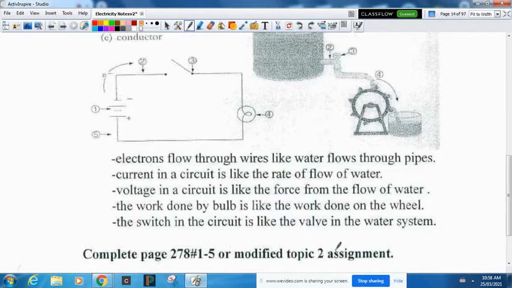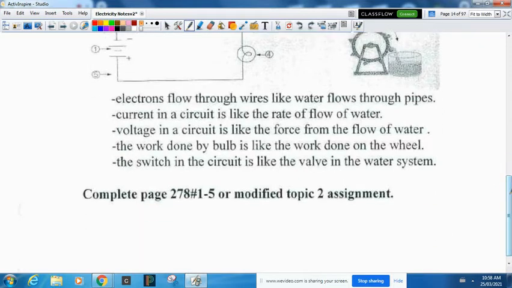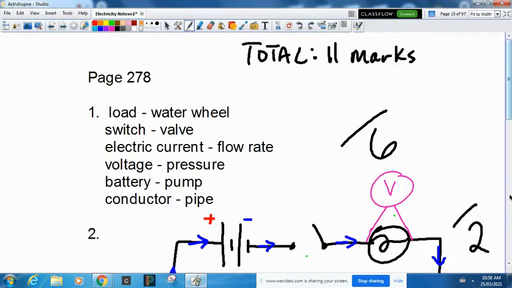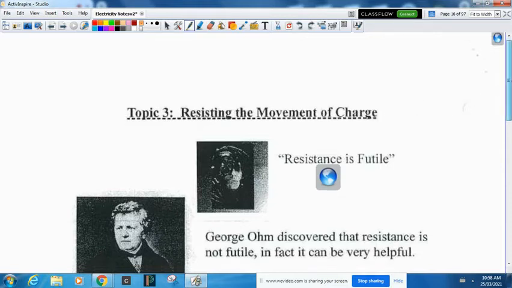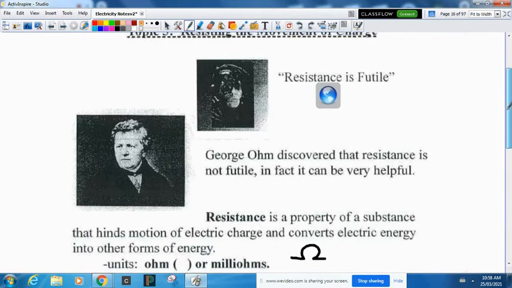Of course, here's the point where you would stop and do your topic 2 questions. Okay, and then topic 3, we start looking at resistance and the movement of charge. So it turns out we need resistance.